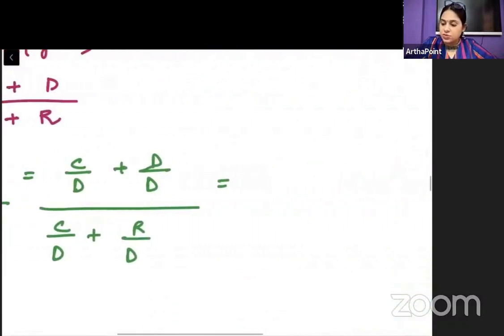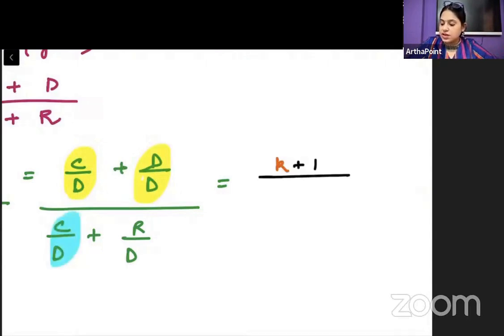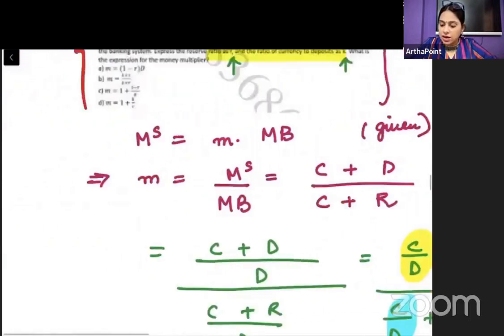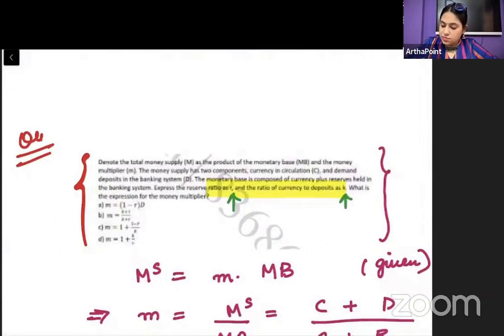So I will just plug the values. This value is given to me as K. This will be 1, so I will get 1 here. This is going to be K, so I will plug in K here. And this is going to be R, so I will plug R here. So this is going to be my money multiplier: 1 plus K upon K plus R. And that means the option will be B. So even though you have never done this kind of question in your session, just by reading out the question, you should be able to go ahead and answer such kind of questions.